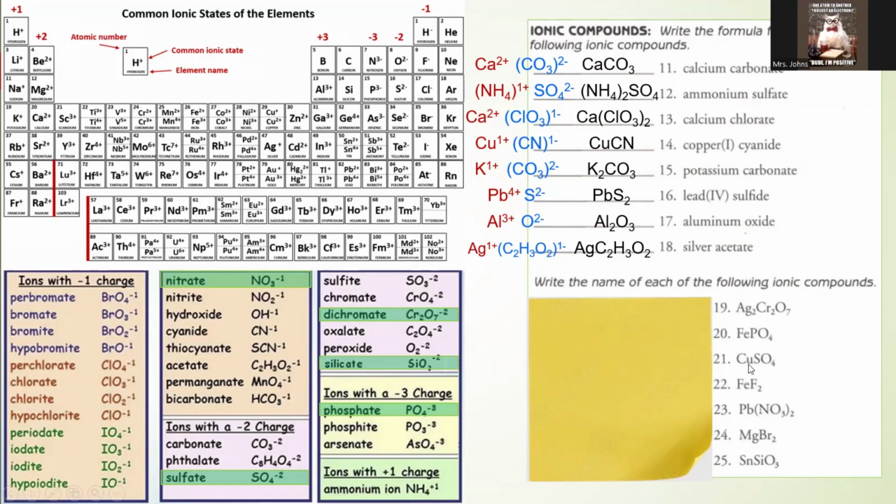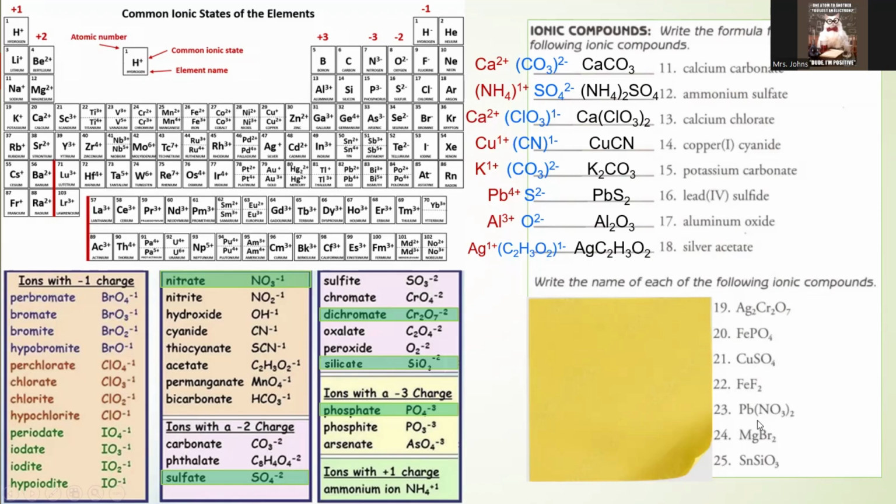Now, number 21 is copper. It also can have multiple charges, so we have to do the stock system on it. Copper can have a 1+ or a 2+ charge, and sulfate has a 2- charge. And they only put one, so that means it has to be a 2+ charge. So copper, Roman numeral 2, sulfate. Number 22 is iron, and fluorine has a 1- charge, and there's two of them. So we know iron has to have a 2+ charge.